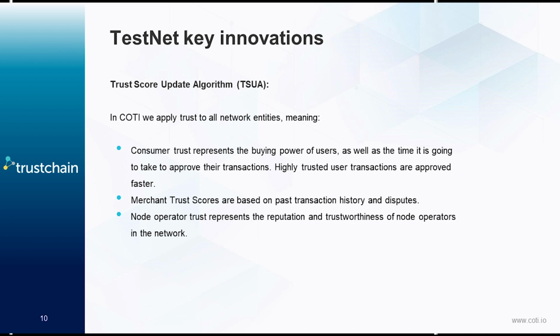Meaning, if you are more trusted, the rolling reserve will be minimal, and if you are new to the system, we will require more rolling reserve to operate your dispute. And the last type of trust score which we apply is to the node operator. Node operator trust actually represents the reputation of this node in the network.